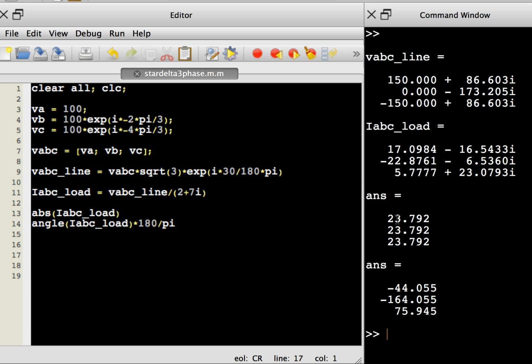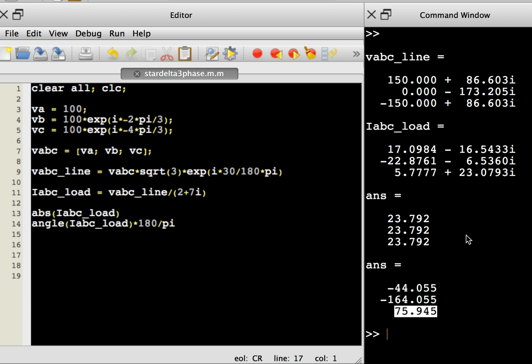So here you see 23.792, 23.792, 23.792. This is exactly the same magnitude for all these three currents. So basically the above three currents are this, and the angles are minus 44, minus 164, and 76 after rounding off. So they are in turn separated by 180 degrees, sorry, 120 degrees.